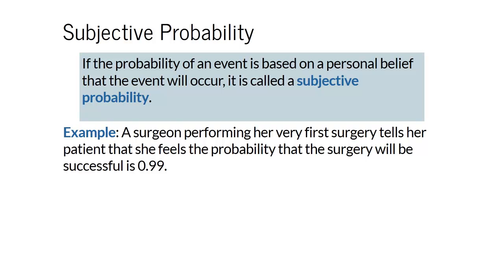Let's start with subjective probability, although this is the interpretation that we are least concerned about in this course. The probability of an event is called a subjective probability if it is based entirely on one's personal belief that an event will occur. For example, if a surgeon who is performing her very first surgery tells her patient that she feels the probability that the surgery will be a success is 0.99, she is describing a subjective probability. There's no way to mathematically calculate subjective probabilities.